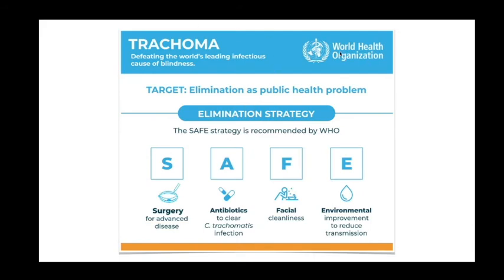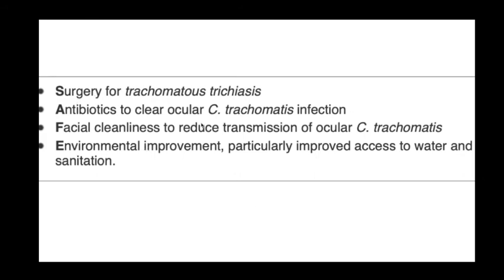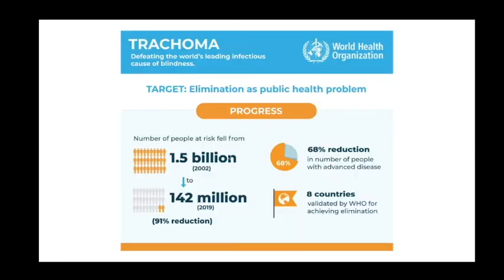Now, what is the SAFE strategy? It was adopted by WHO under the GET 2020 program in 1996. S is for surgery for advanced trachomatous disease. A is antibiotics to clear the active trachomatous inflammation or infection. Then F, the primary one, that is facial cleanliness, and E, the primordial one, that is environmental improvement, aiming particularly at access to clean water and proper sanitation.